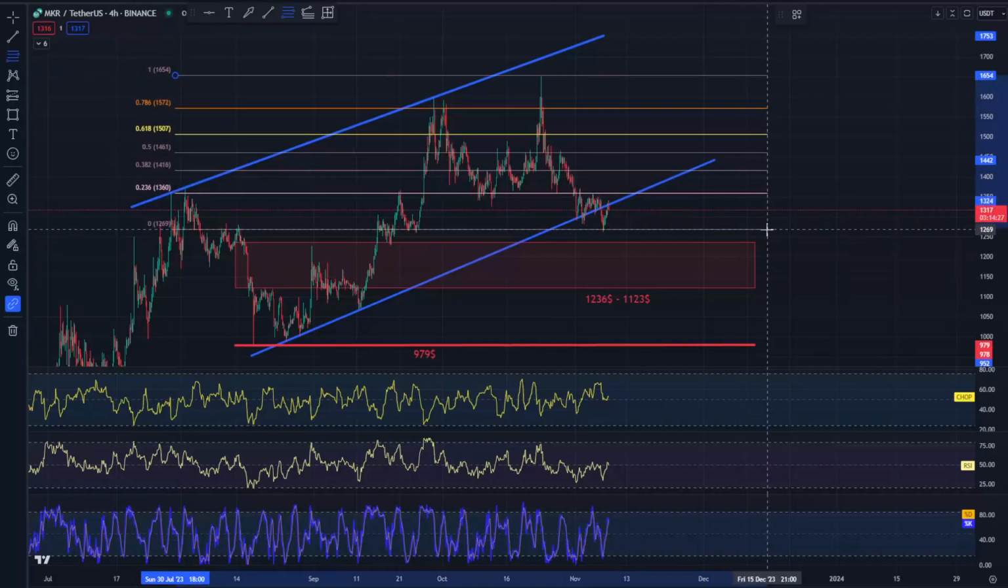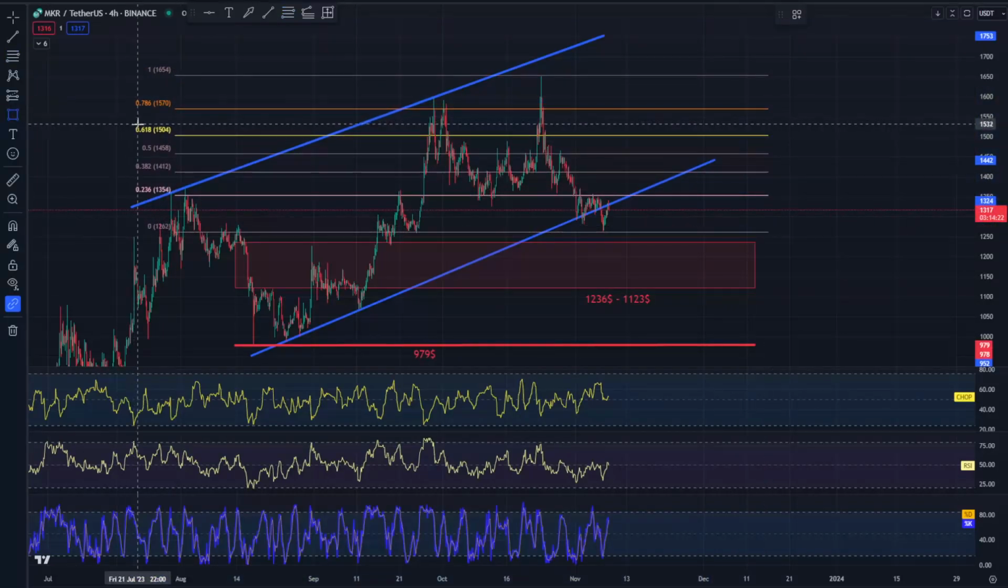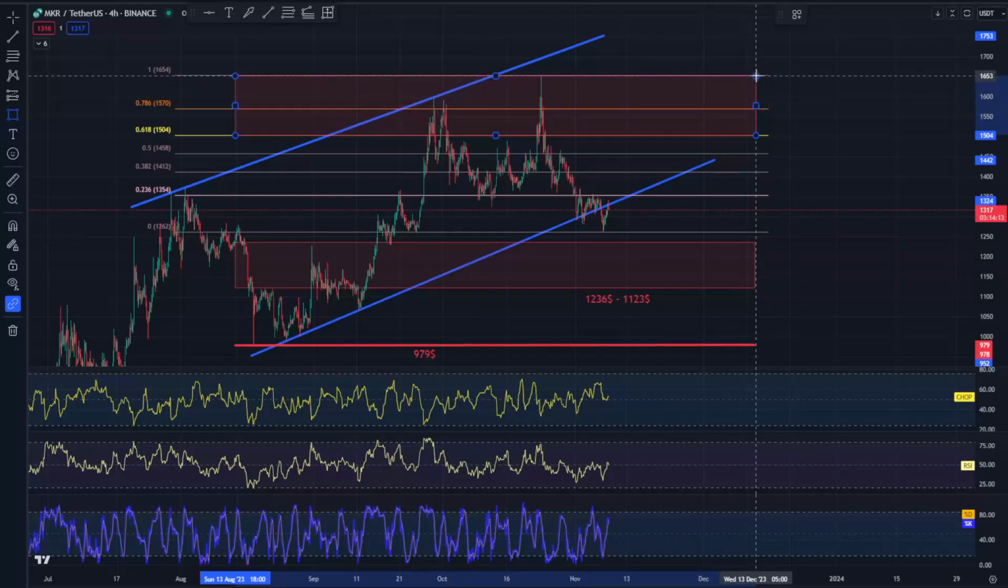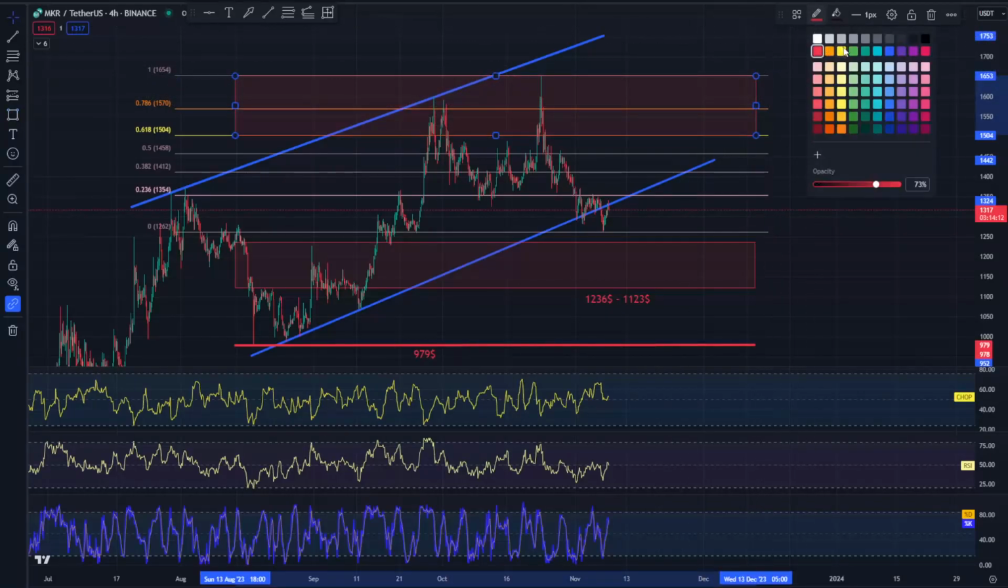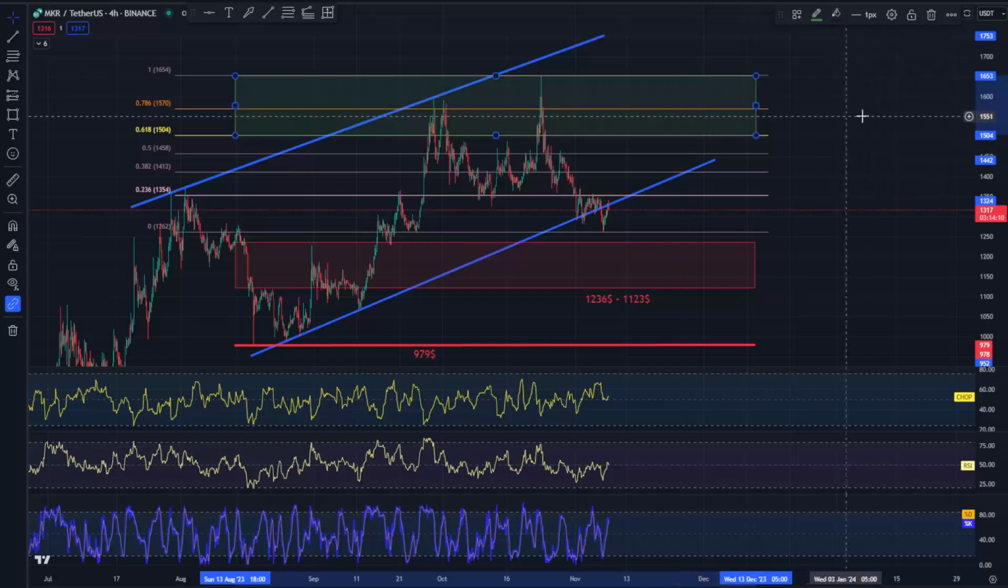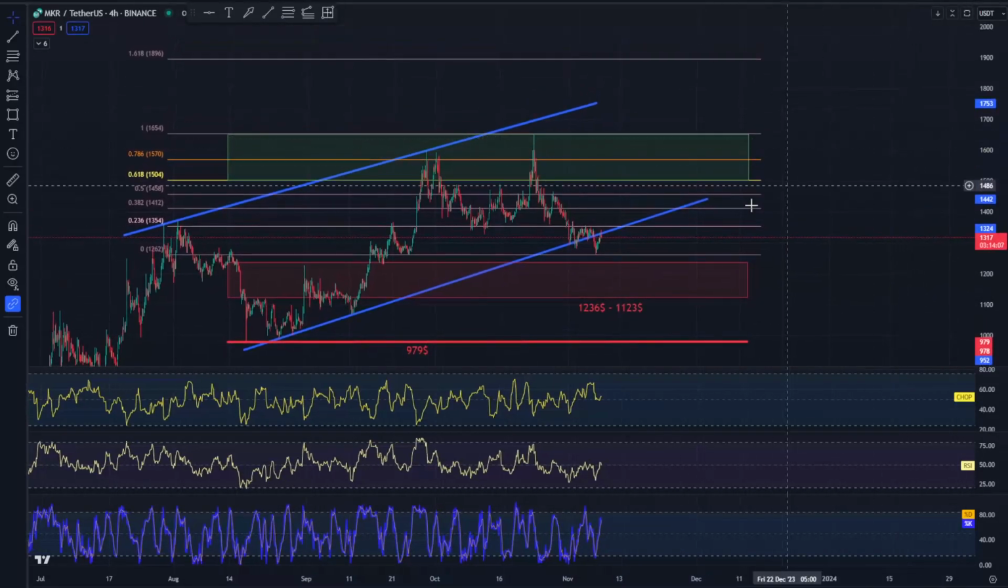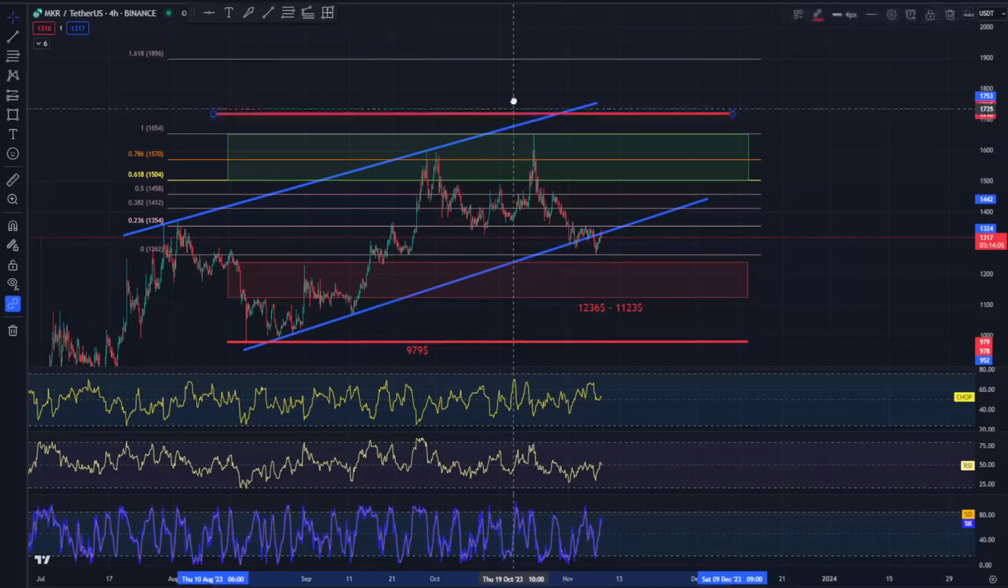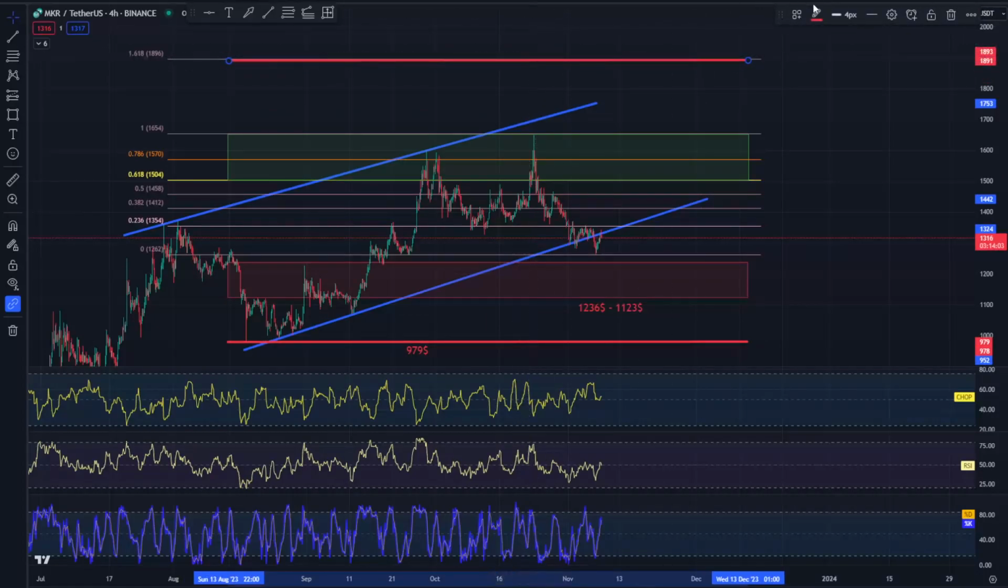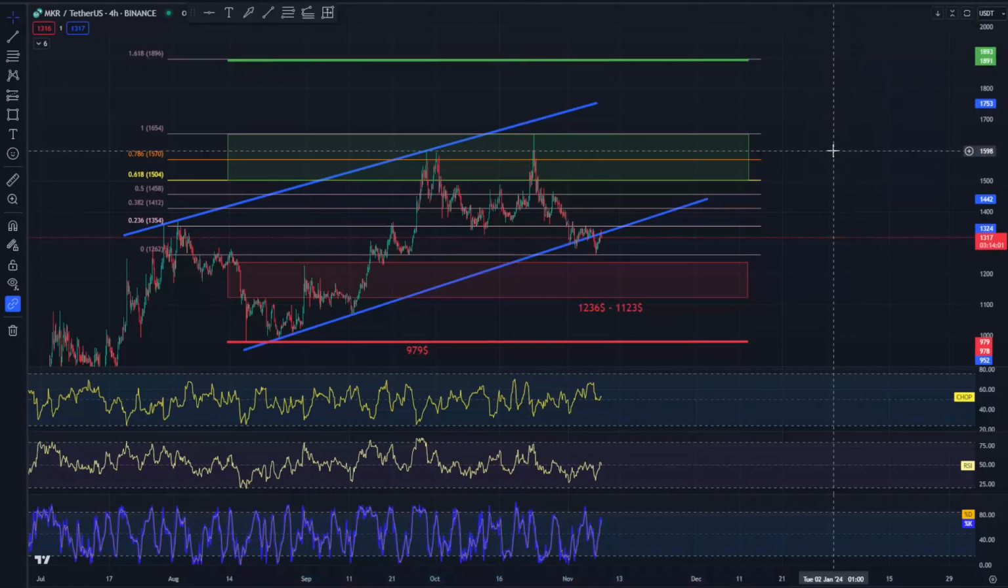Looking the other way, we see that the price is being rejected by a very strong resistance zone from $1,504 to $1,653. Only when we manage to break out of this zone and positively test it, we can see an attempt to grow towards the resistance level of $1,893.